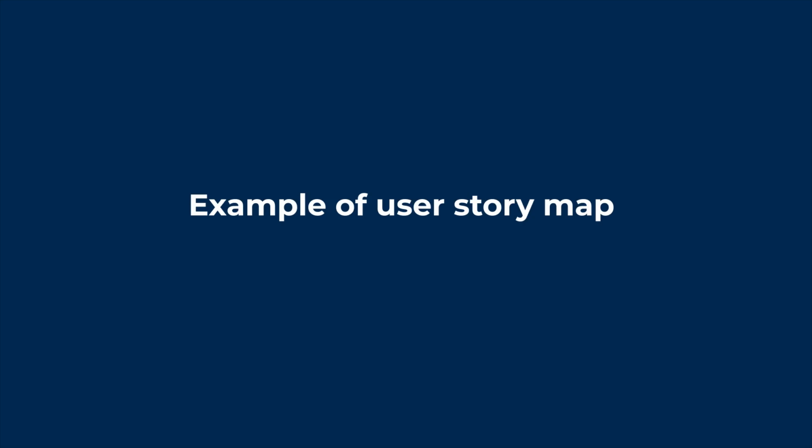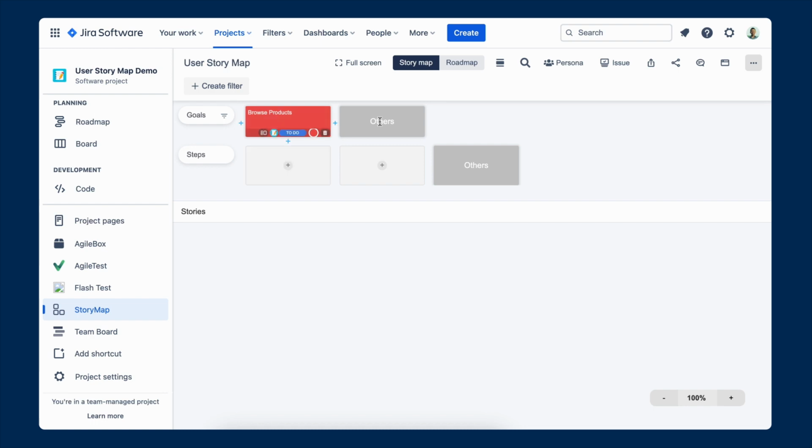Example of user story map. Here is an example of user story map in Atlassian for Jira, using Agile user story maps, roadmaps, and personas for Jira.